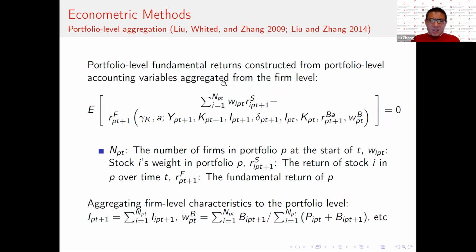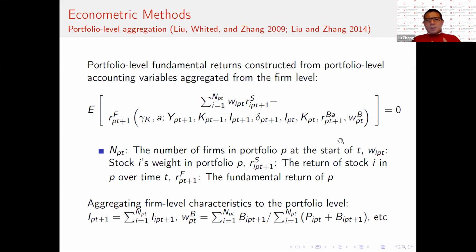So NPT is the number of firms in portfolio P, okay? W could be either equal weights or value weights. The first term in front of the minus sign is the portfolio stock return. Behind the minus sign, the whole thing is the portfolio level fundamental return. And these are portfolio level characteristics. We calculate the portfolio level characteristics by adding up all the characteristics across all the firms within that portfolio. So this aggregation scheme follows Fama French 1995. Okay, so this is the portfolio level aggregation.